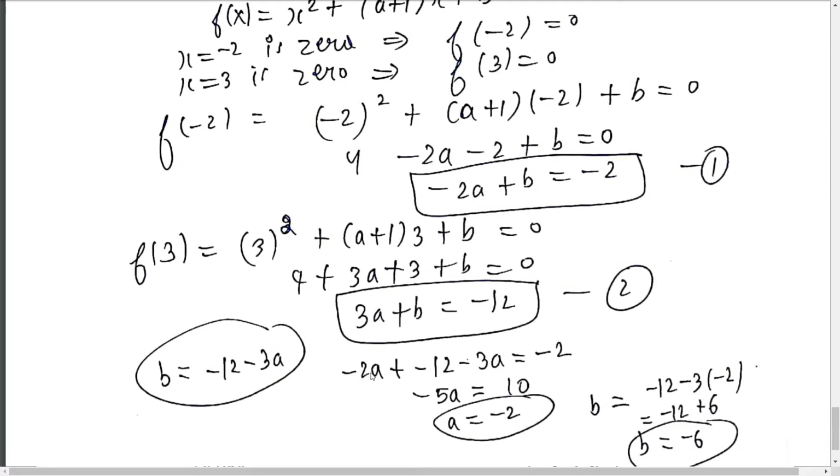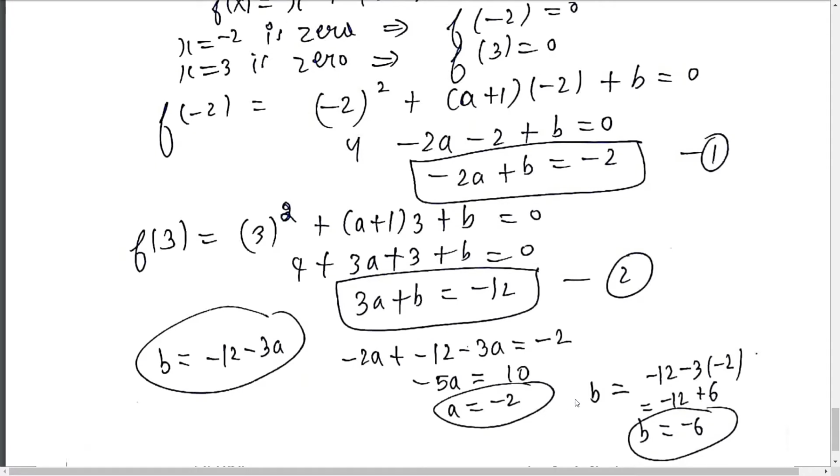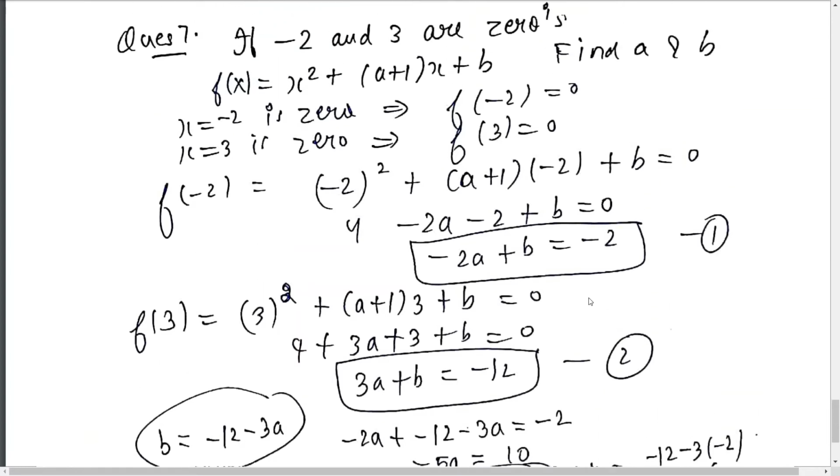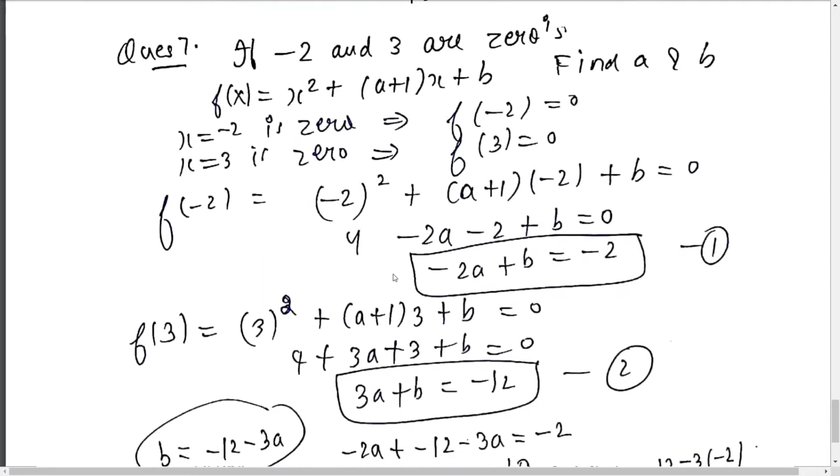So minus 3a, minus 2a and minus 3a will become minus 5a. 12 will go to the other side. 12 minus 2 is 10. So a becomes 10 divided by minus 5. So a is equal to minus 2. And I replace a is equal to minus 2 here and get b is equal to minus 12 minus 3 multiplied by minus 2. So first we'll multiply, it will become plus 6. So minus 12 plus 6 will be b is equal to minus 6. So I get a is equal to minus 2 and b is equal to minus 6. So this is the required answer.